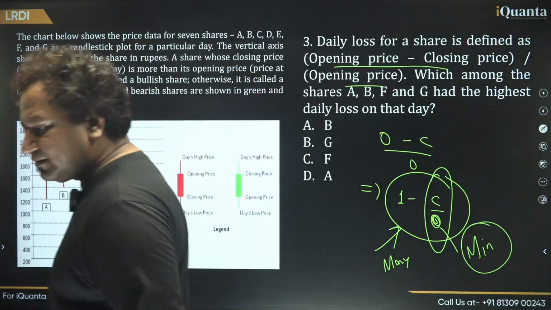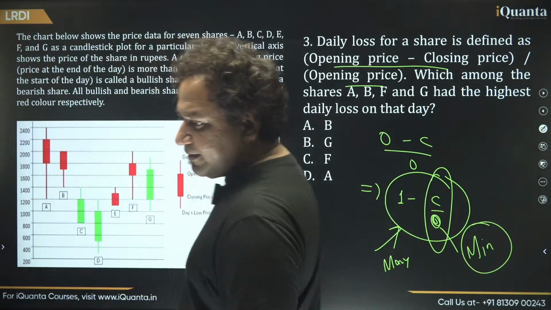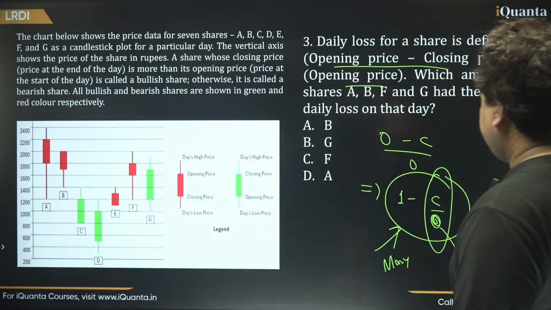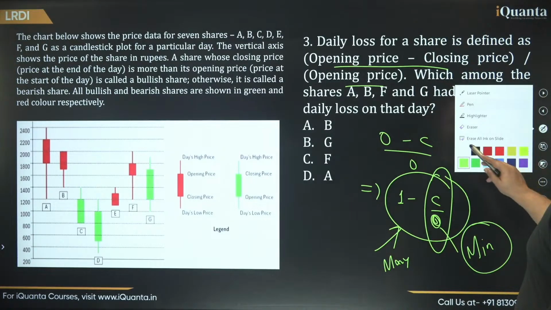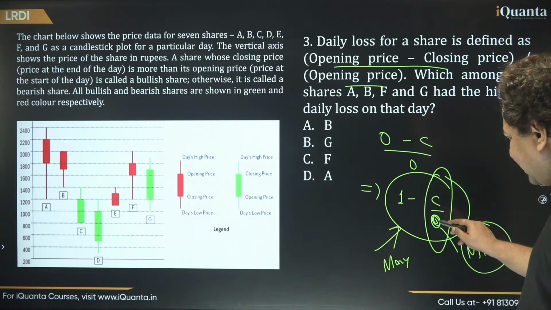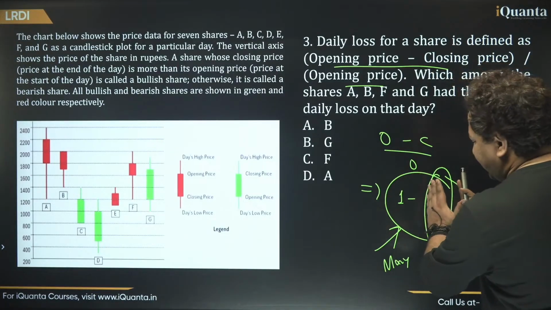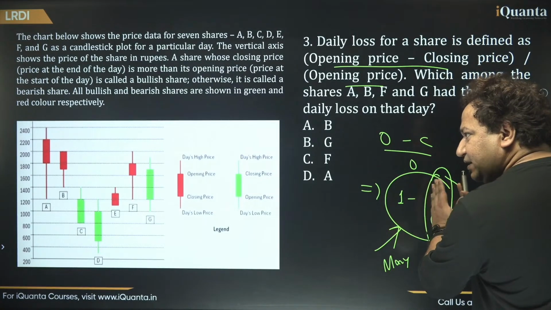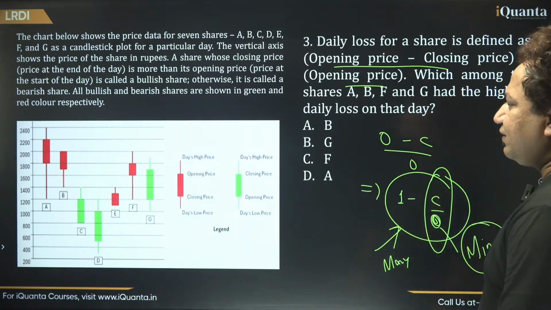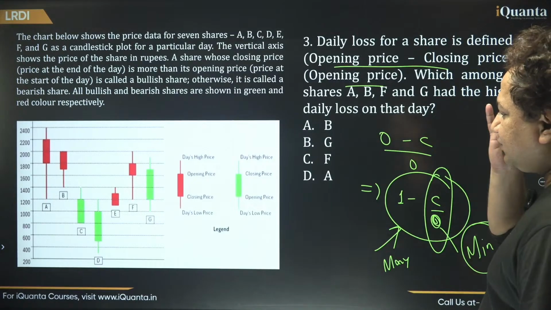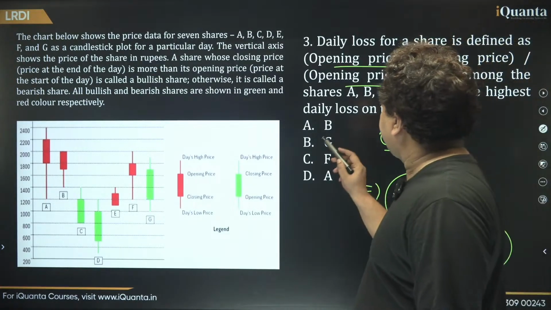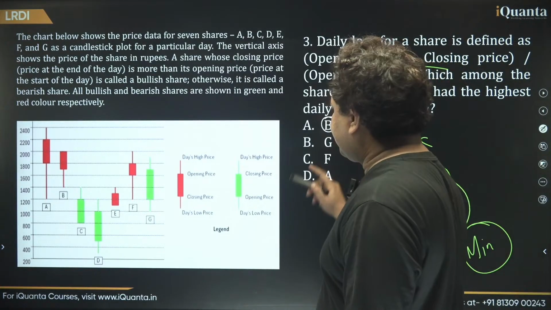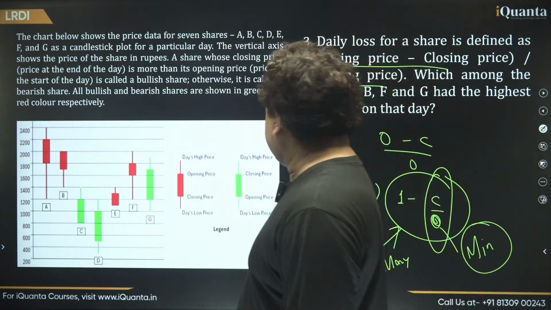Can I say that? Yeah? Do you understand? If I want to maximize this whole, then I have to minimize, मतलब 1 minus something जो है वो highest कब होगा, जिसको मैं माइनस कर रहा हूँ वो lowest हो जाए. So C by O must be lowest and that is our answer. Do you understand? So for this guy, C by O is how much? Closing by opening.